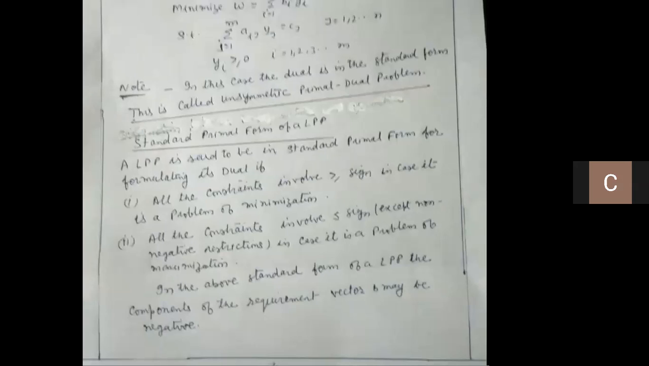Standard primal form of an LPP. An LPP is said to be in standard primal form for formulating its dual if all the constraints involve the greater than or equal to sign in case it is a problem of minimization. Second, all the constraints involve the less than or equal to sign, except the non-negativity restriction, in case it is a problem of maximization. In the above standard form of an LPP, the components of the requirement vector b may be negative.